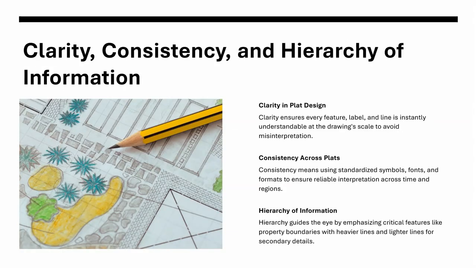The single most important principle in plat design is clarity. Every feature, label, line, and symbol must be instantly understandable at the scale of the drawing. Consider a subdivision plat filed in Harris County. If the lot lines are faint or indistinguishable from easement lines, a title examiner may misinterpret which area belongs to which lot. If a floodplain boundary is drawn with the same line weight as property boundaries, a planning commissioner may misunderstand the constraints. That's why Texas survey practice emphasizes clear differentiation.